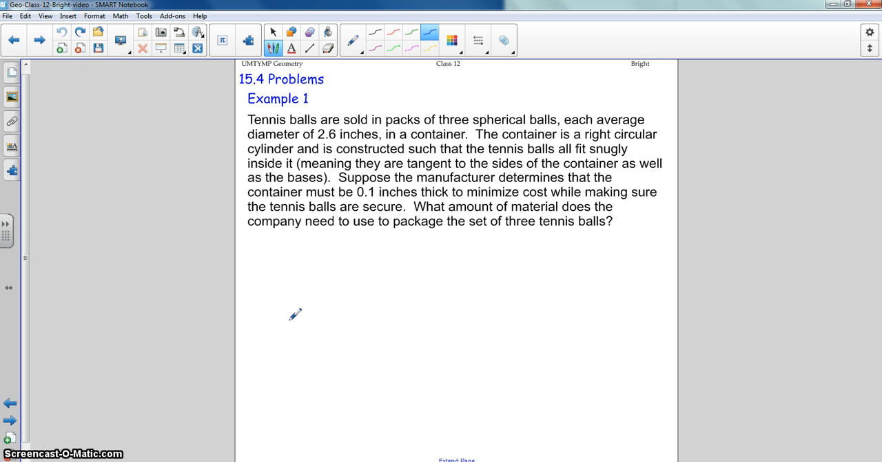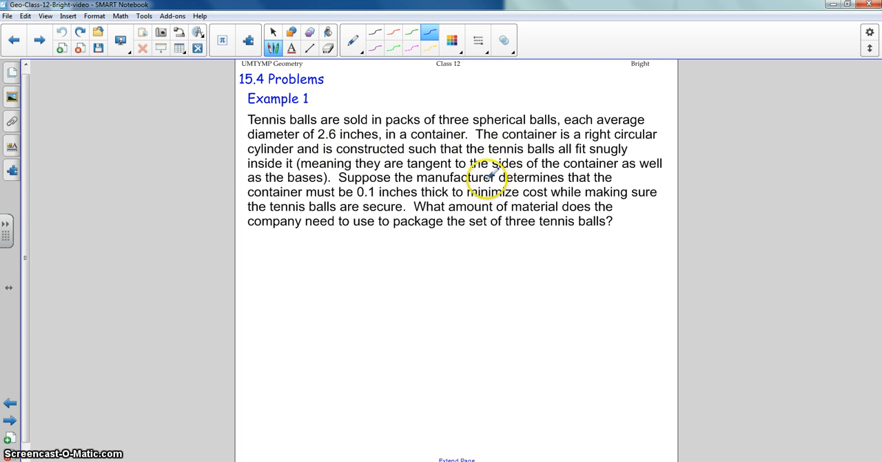Okay, so an example problem that you may encounter is similar to this one. If you consider tennis balls, they are sold in packs of 3 spherical balls, each of an average diameter of 2.6 inches, and it's in a container. The container is in the shape of a right circular cylinder, and all the balls fit snugly inside it. So we assume that they are tangent to the side of the container as well as the bases, and each ball is tangent to each other.